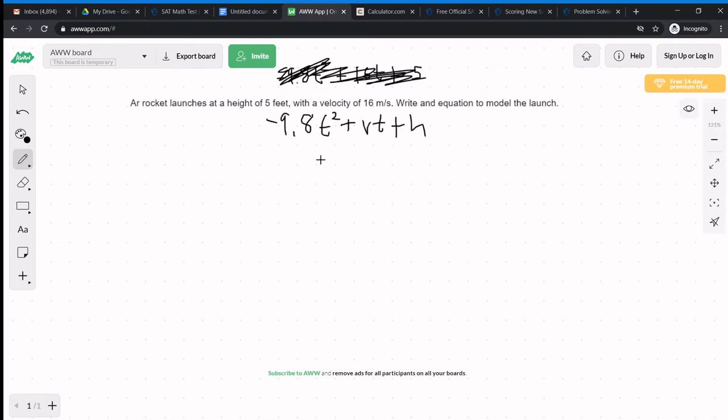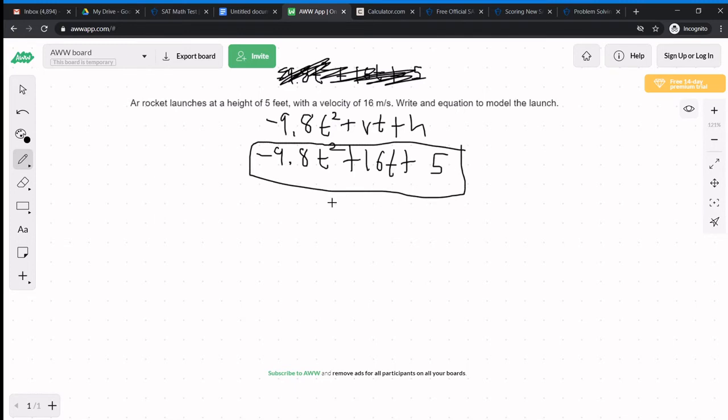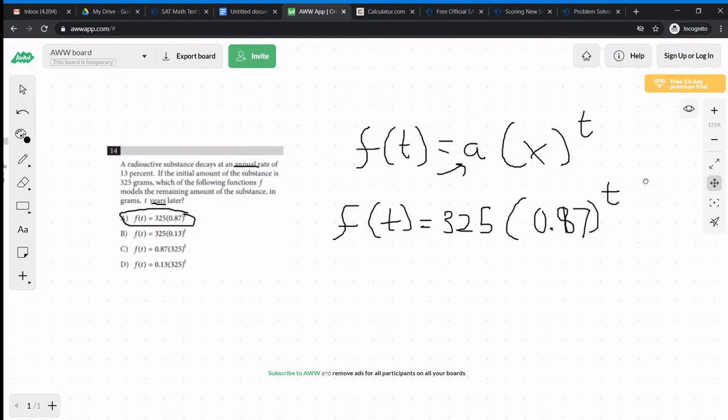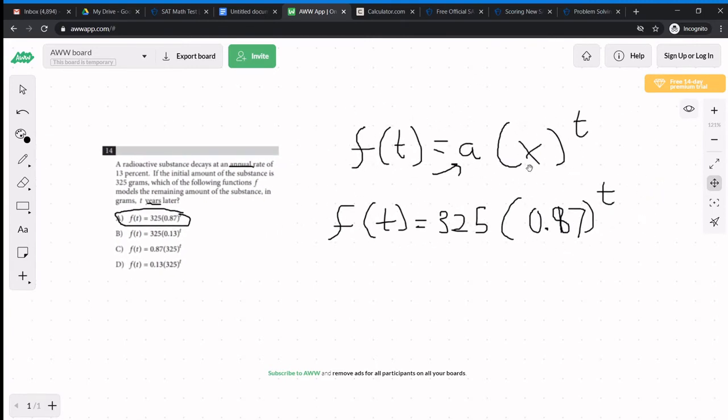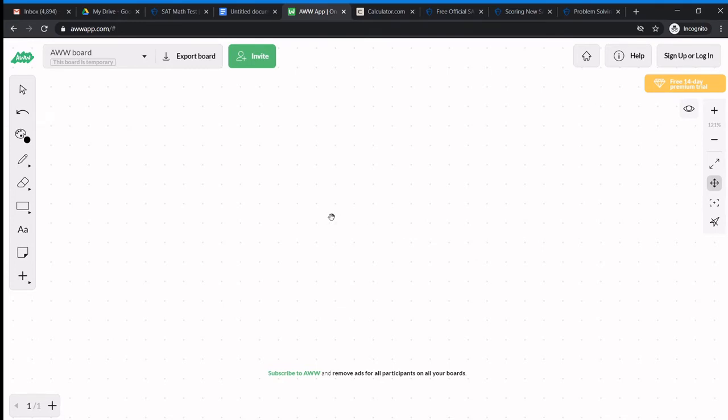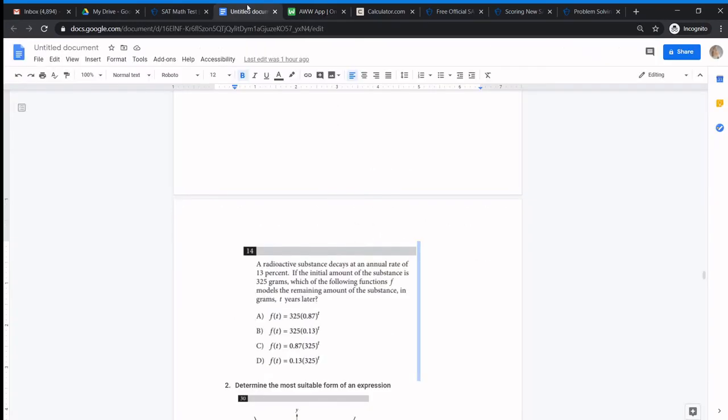Okay, give me a sec. So you plug in the velocity that they give you, and the height that they give you. And that is quite literally it. Very easy question. All it's asking you to do is plug stuff in. The exponential function is pretty much the same thing. It's just that for the exponential function, you have to remember the form. For the quadratic function, it'll give it to you, so you don't have to worry about that as much. Let's move on to the next one.